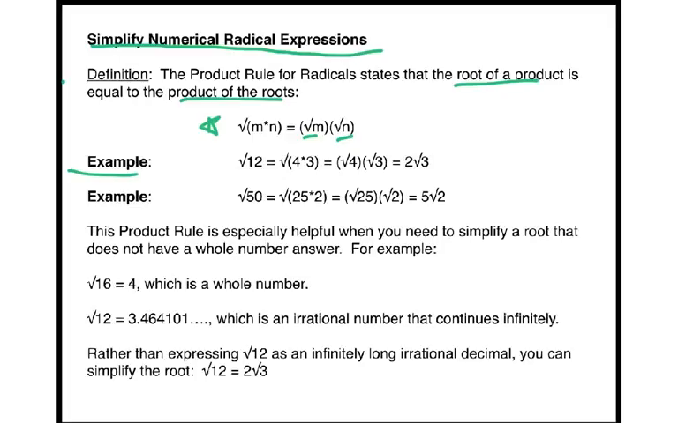For example, the square root of 12 is actually the square root of 4 times 3. So you can break apart the root into the square root of 4 times the square root of 3. And you can simplify the square root of 4 to 2, so your final answer is 2 root 3.